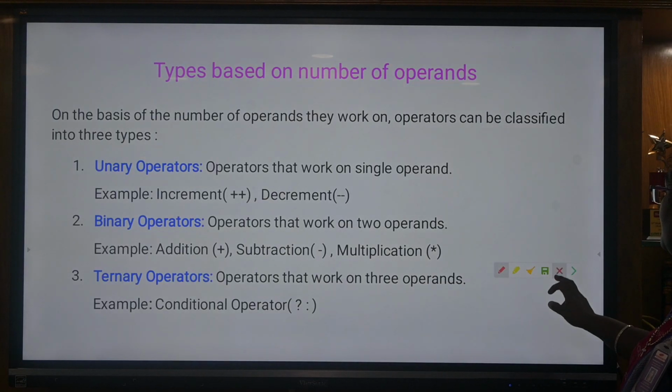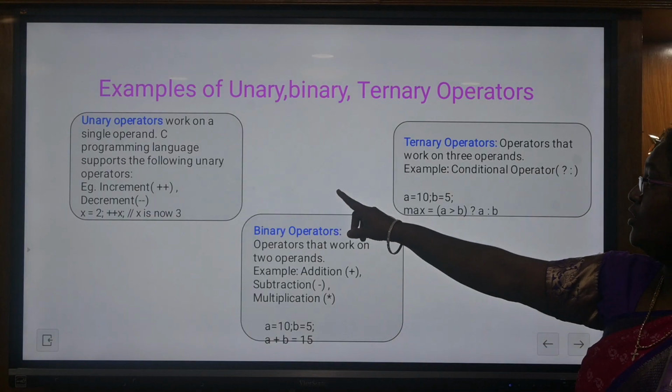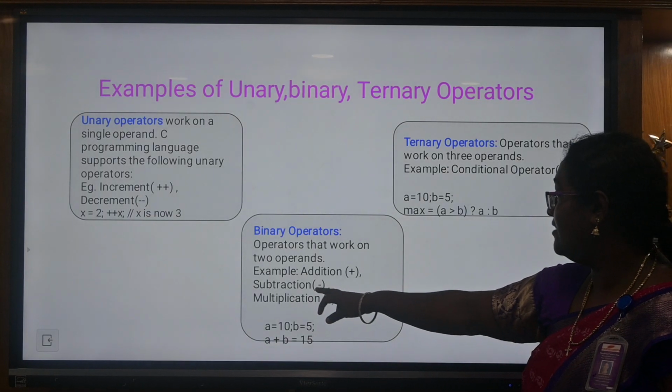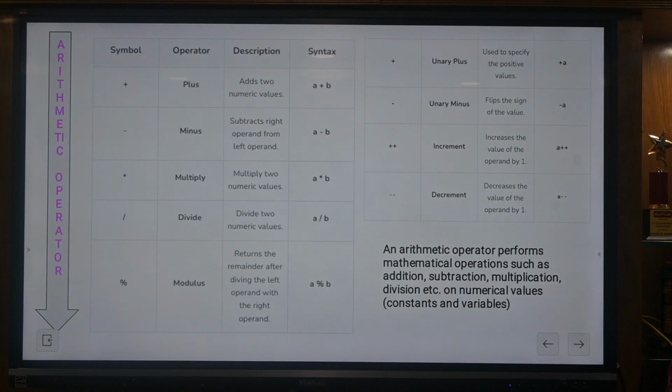Now we'll move on to the operators. Here I gave some examples based on that. Unary operators work on only one operand, binary operators have 2 operands, and ternary operators have 3 operands. We'll move on to the next slide. The next one is arithmetic operators.